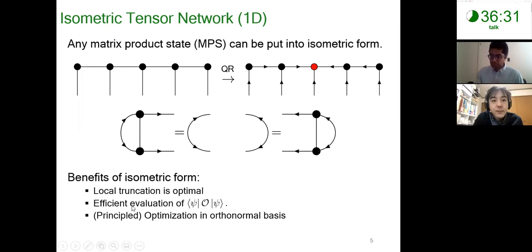As I've already mentioned, it's efficient to get expectation values of an MPS that is in isometric form because we just move the orthogonality center to the site we're interested in and then calculate the expectation value. And the third feature is that optimization is more stable and easier in this orthonormal basis. So moving to this isometric tensor network has additional benefits on being able to optimize for ground states.